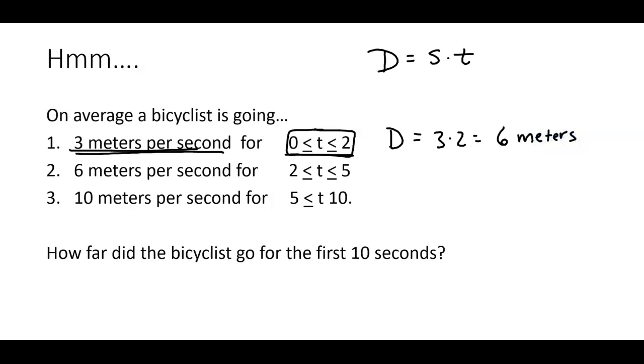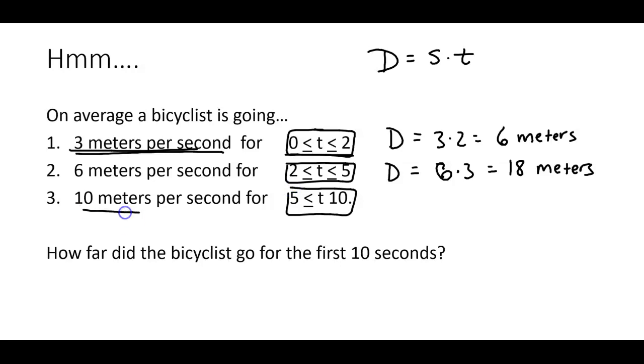Now, on the next interval, he's going faster, 6 meters per second. He's doing that for the next 3 seconds, from 2 to 5. So his distance on that interval would be 6 times 3, which is 18 meters. And then finally, for the last 5 seconds, he's going 10 meters per second. So his distance would be 10 meters per second for 5 seconds, which makes a total of 50 meters.